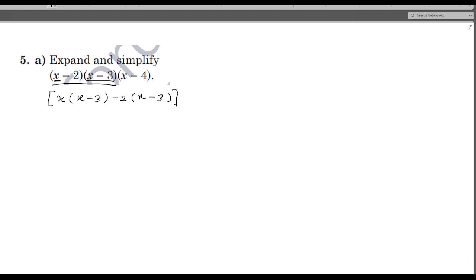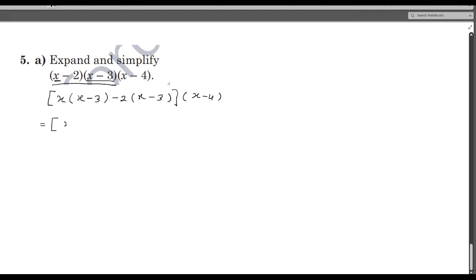Okay, this is how we open the bracket and multiply, and then this whole thing needs to be multiplied by x minus 4. I could also have done this problem by multiplying x minus 2 with x and x minus 2 with minus 3. That way also it will give me the same result.